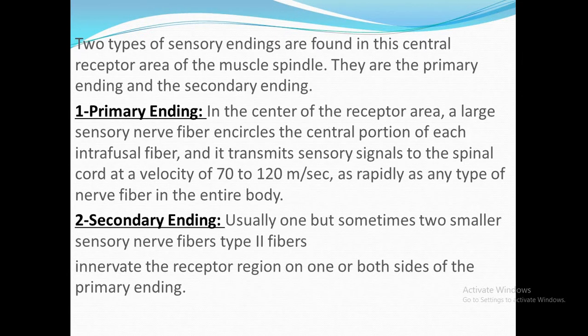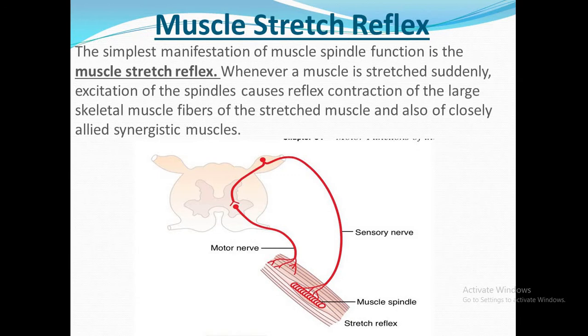Two types of sensory endings are found in this central receptor area of the muscle spindle. They are the primary ending and the secondary ending. First, the primary ending: in the center of the receptor area, a large sensory nerve fiber encircles the central portion of each intrafusal fiber, and it transmits sensory signals to the spinal cord at a velocity of 70 to 120 meters per second, as rapidly as any type of nerve fiber in the entire body. Second, the secondary ending: usually one but sometimes two smaller sensory nerve fibers, type 2 fibers, innervate the receptor region on one or both sides of the primary ending.